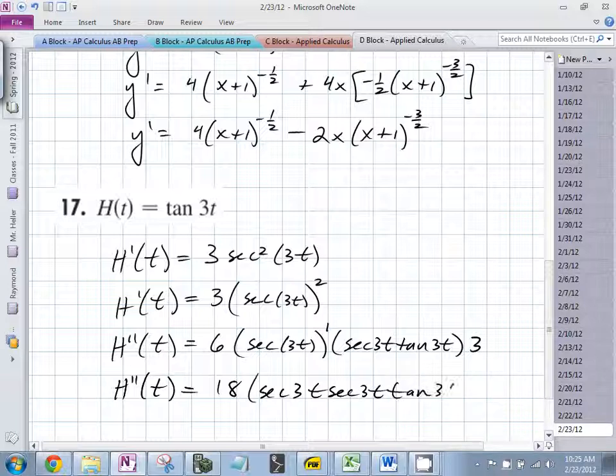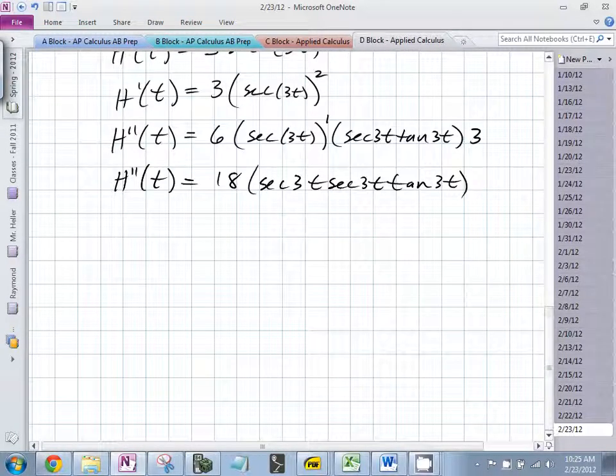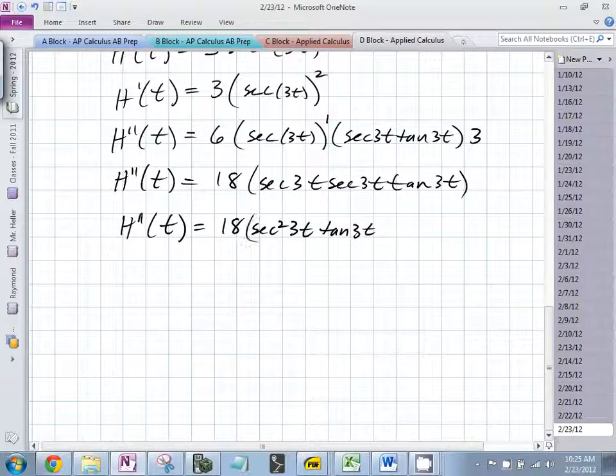And what's one more thing we could do if we wanted to simplify that a little further? How many secants do you see? So that's the same as 18 secant squared 3t times tangent 3t. If your handwriting is not perfect, I highly recommend doing parentheses like that. How does that look, everybody?